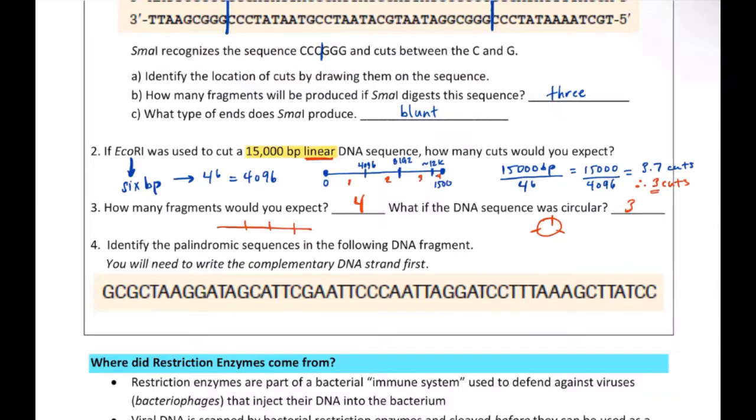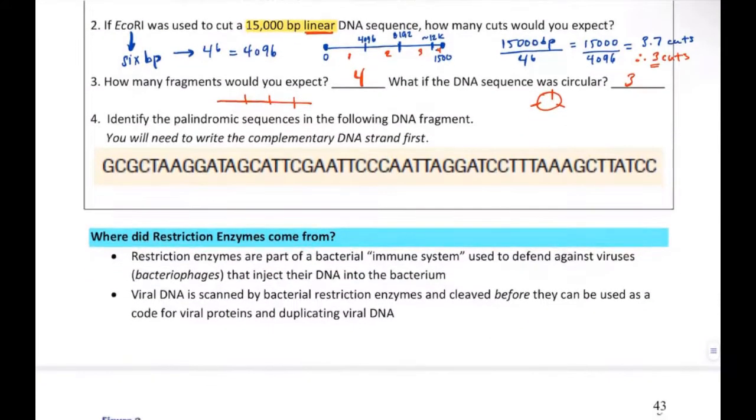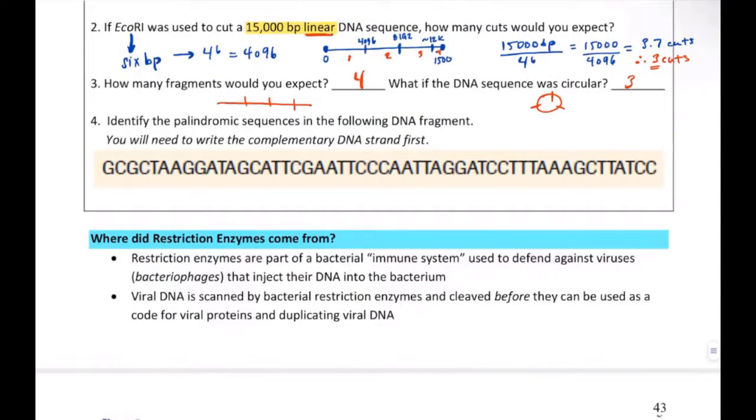Okay? So the next and last one is not something that you would see on your test, a question 4, but it is an exercise, not in futility, but an exercise in trying to pick out palindromes. So I'm going to run through this with you. Remember that palindromes need to be the same in both directions, and they have to be 4 to 8 base pairs long. So you're not looking for a 3 in 2 directions.